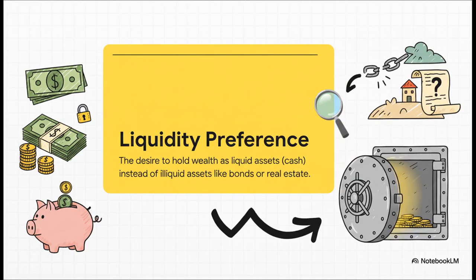And Keynes had a name for this. He called it liquidity preference. It's a really simple but powerful idea. Basically, we actively choose to hold on to liquid assets, cash, over illiquid ones. This isn't some accident or oversight. It's a deliberate preference for the safety, the certainty, and the spendability that only cash can give you.